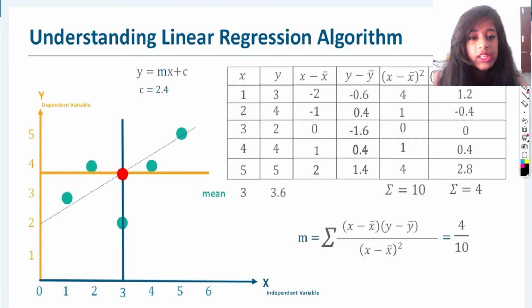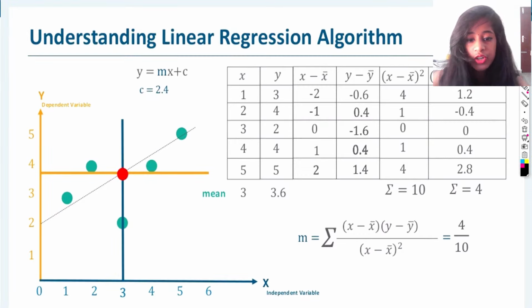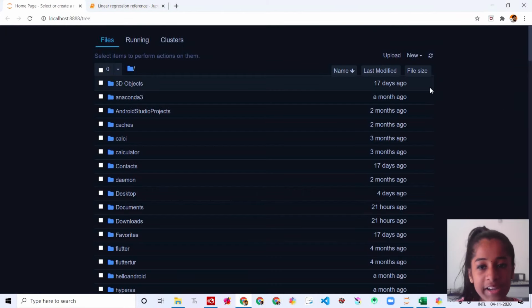Okay, so c is equal to 2.4. How did we get it? 3.6 subtracted by 1.2, that's 2.4. That's just a small logic to find it out. So here we got what c is, what m is, and what x is, and we understood this linear regression algorithm. Now let's do the practical implementation.